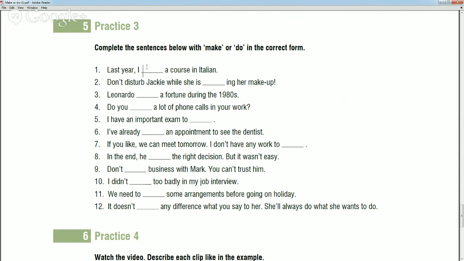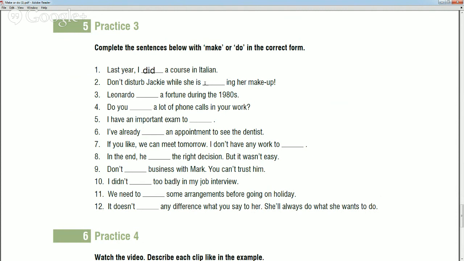Last year I took a course in Italy. We have to do make or do. I did a course in Italy. Now in American English, we would say I took a course in Italian. Definitely. Okay.